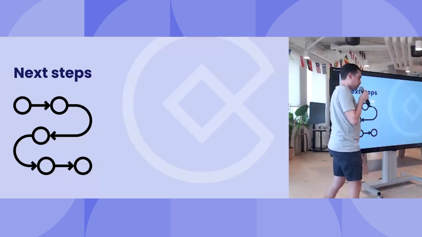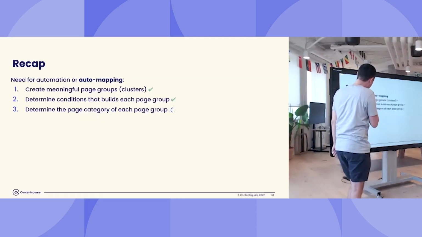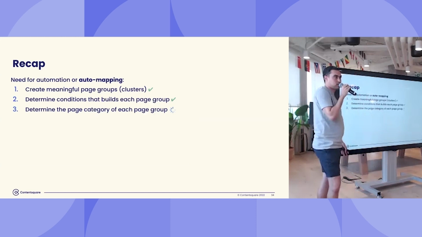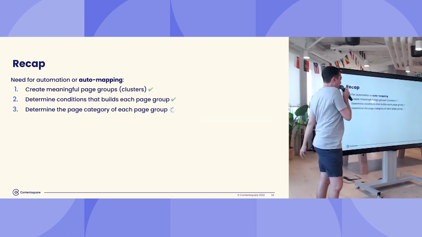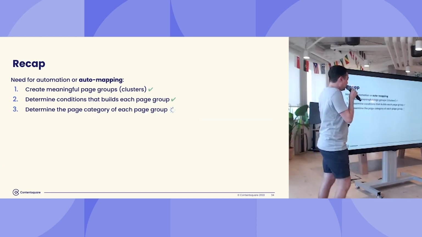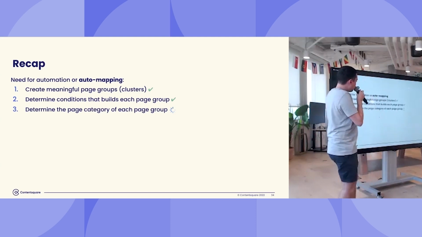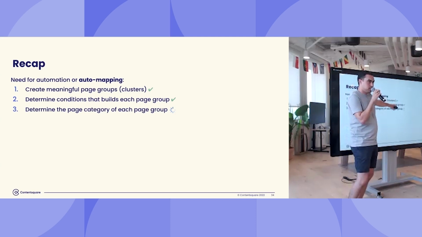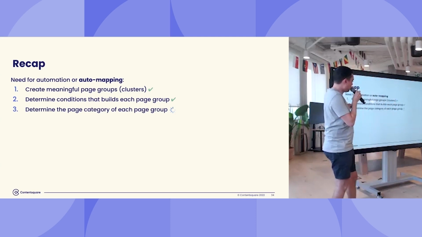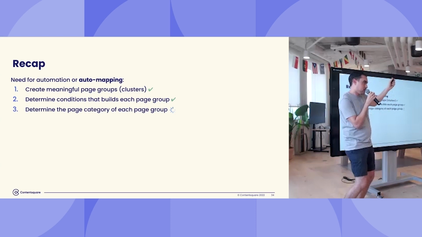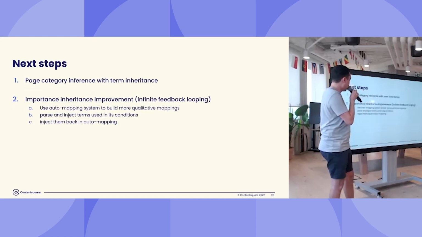So what are the next steps now? Let's recap. We need a system to automate all the mapping creation, or what you call auto mapping. We succeeded in creating meaningful page groups, or what we call clusters, and in determining the conditions that build each page group. But for the moment, we haven't computed the page category of each page group. But this is going to be one of the next steps.